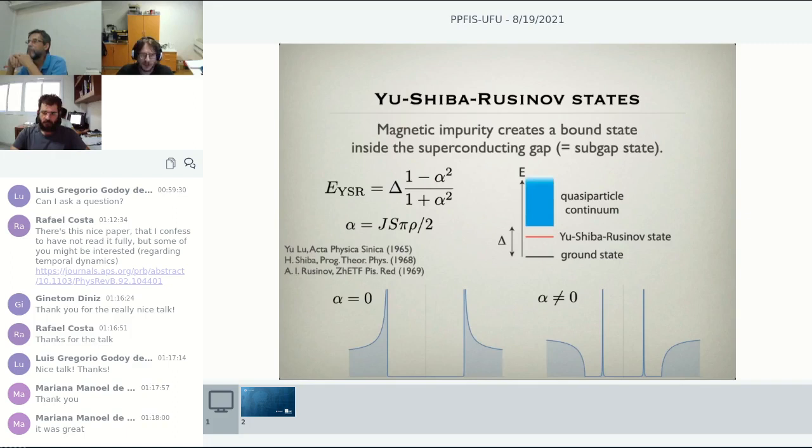And what they found, actually in three papers independently, roughly in the same period, is that some linear combination of Bogoliubov excitations becomes a bound state. So it detaches from the continuum and enters the subgap region. The spectroscopic manifestation of these excitations is that you get some sharp peaks within the gap. Now, interestingly, this is parameterized by this quantity alpha, and you see that this binding energy will change sign when alpha becomes equal to 1.